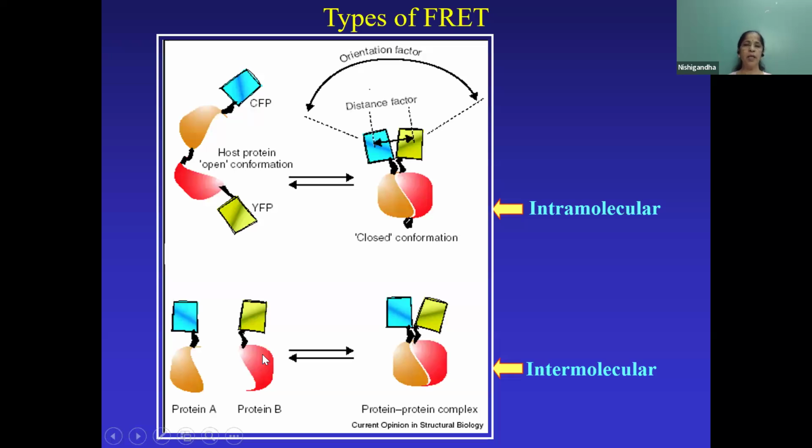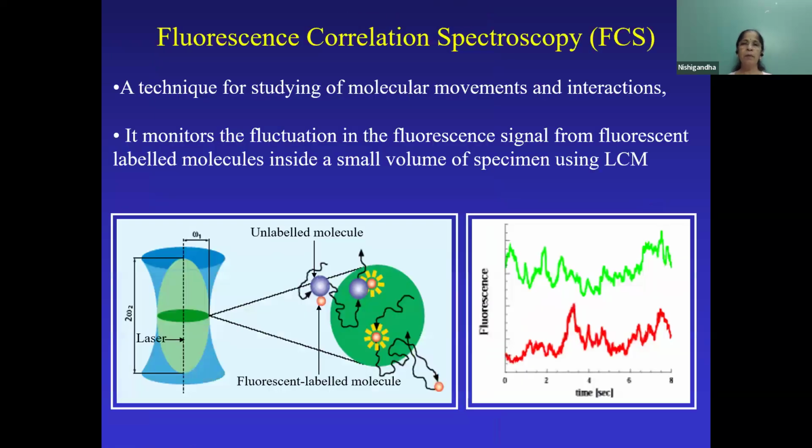Suppose there are 2 different proteins, again labeled with CFP and YFP. If they come together, then there will be intermolecular FRET. So FRET is a much better assessment of co-localization than the simple fluorescence color.